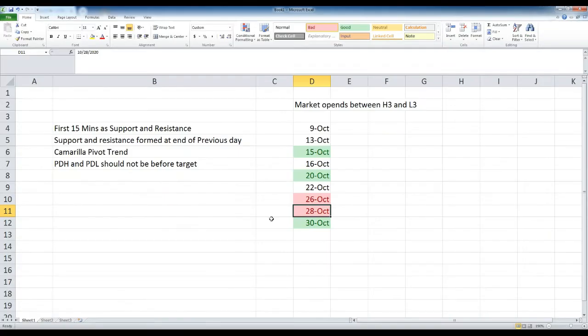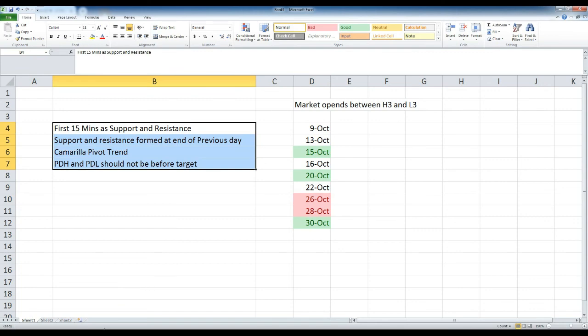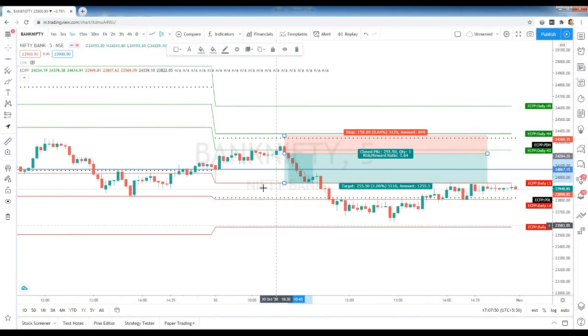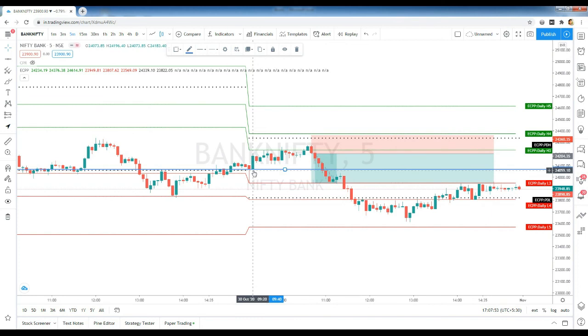So overall, this October month we have 3 profitable trades and 2 loss trades, and if you take these 4 trades, that is 9th, 13th, 16th and 22nd October, that would be an exit at cost price. This is based on these 4 scenarios along with Camarilla. So that's all from my side on the month of October.